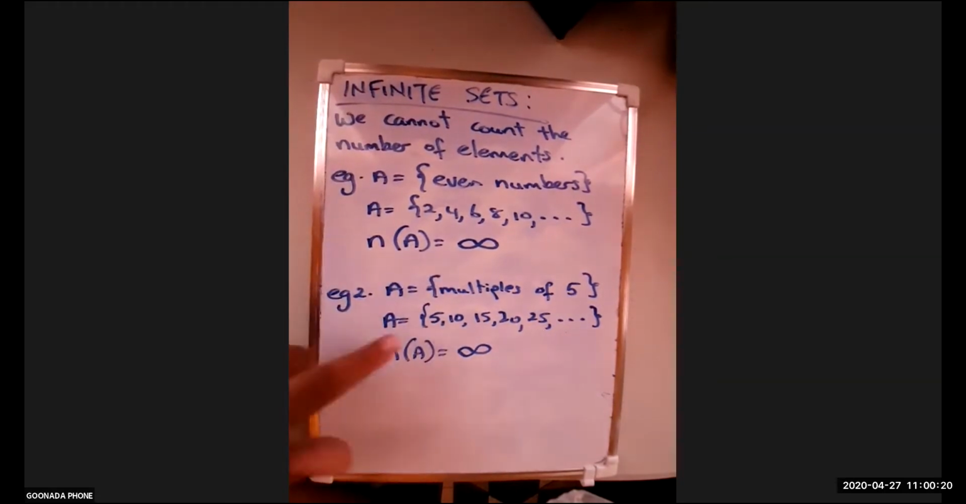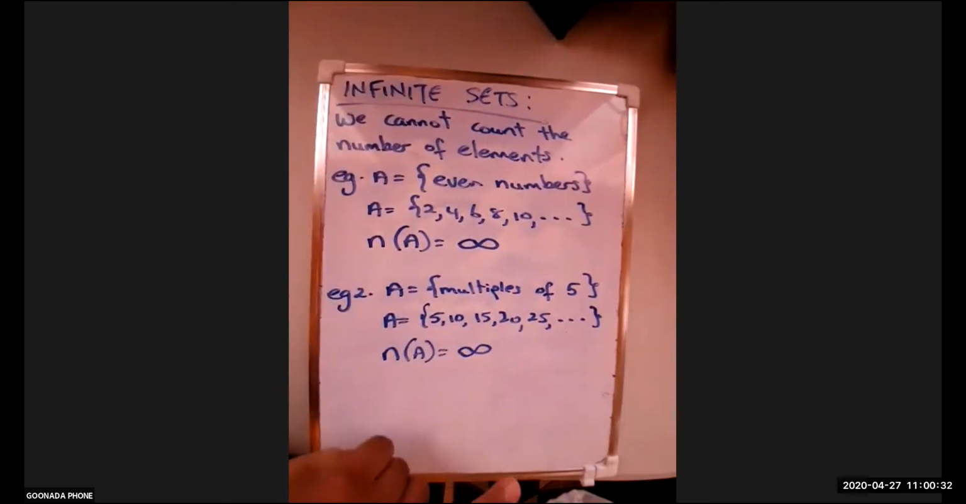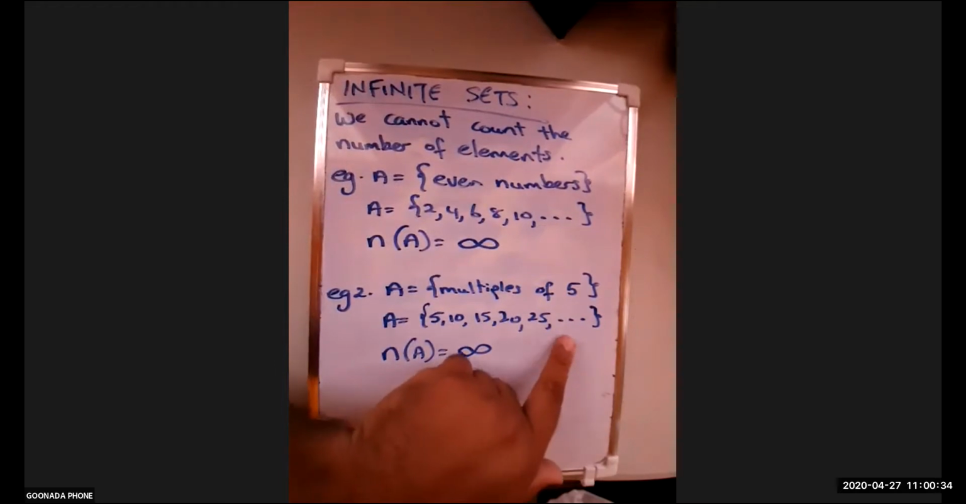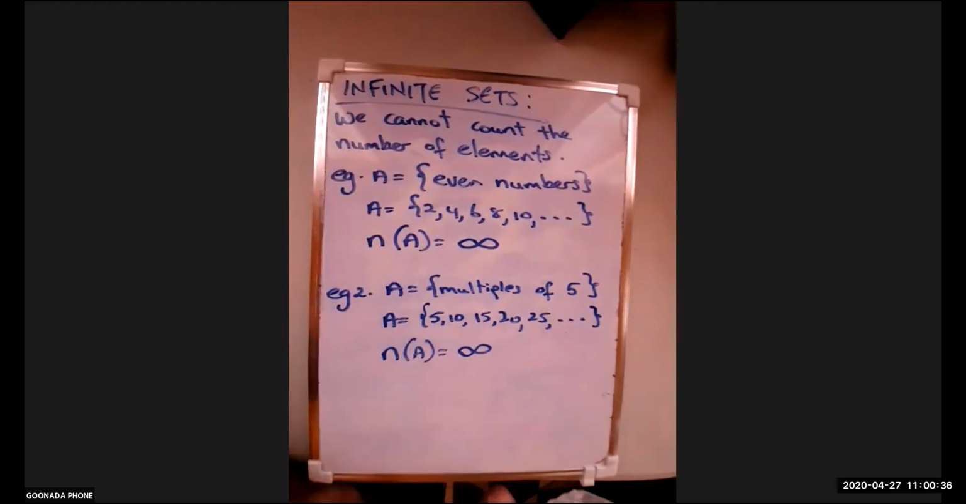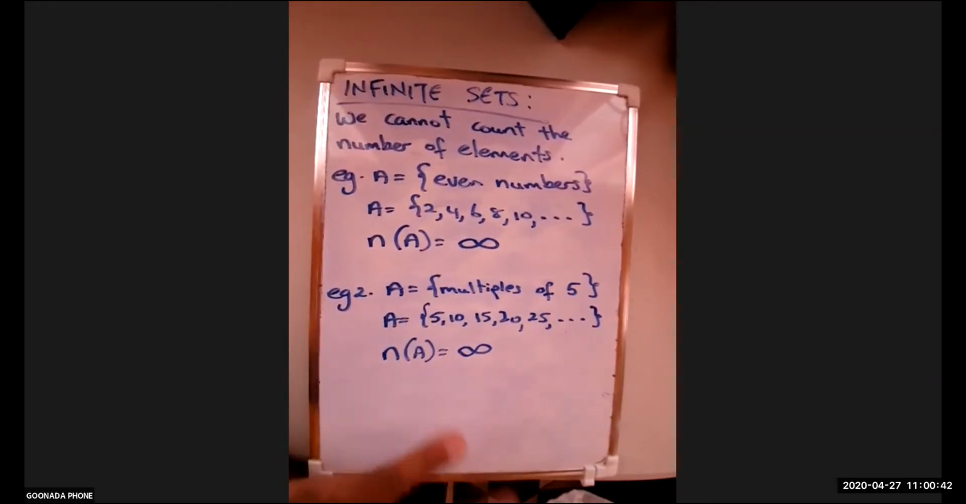And A is equal to, let's say, multiples of 5. Now I didn't tell you from 5 to 10 or from 5 to 20. I didn't say that. So I told you multiples of 5. So that means 5, 10, 15, 20, 25, up until infinity. Again, you notice I put a comma and 3 dots. Okay? So the number of elements in A is equal to infinity. And that's how we have to do it.